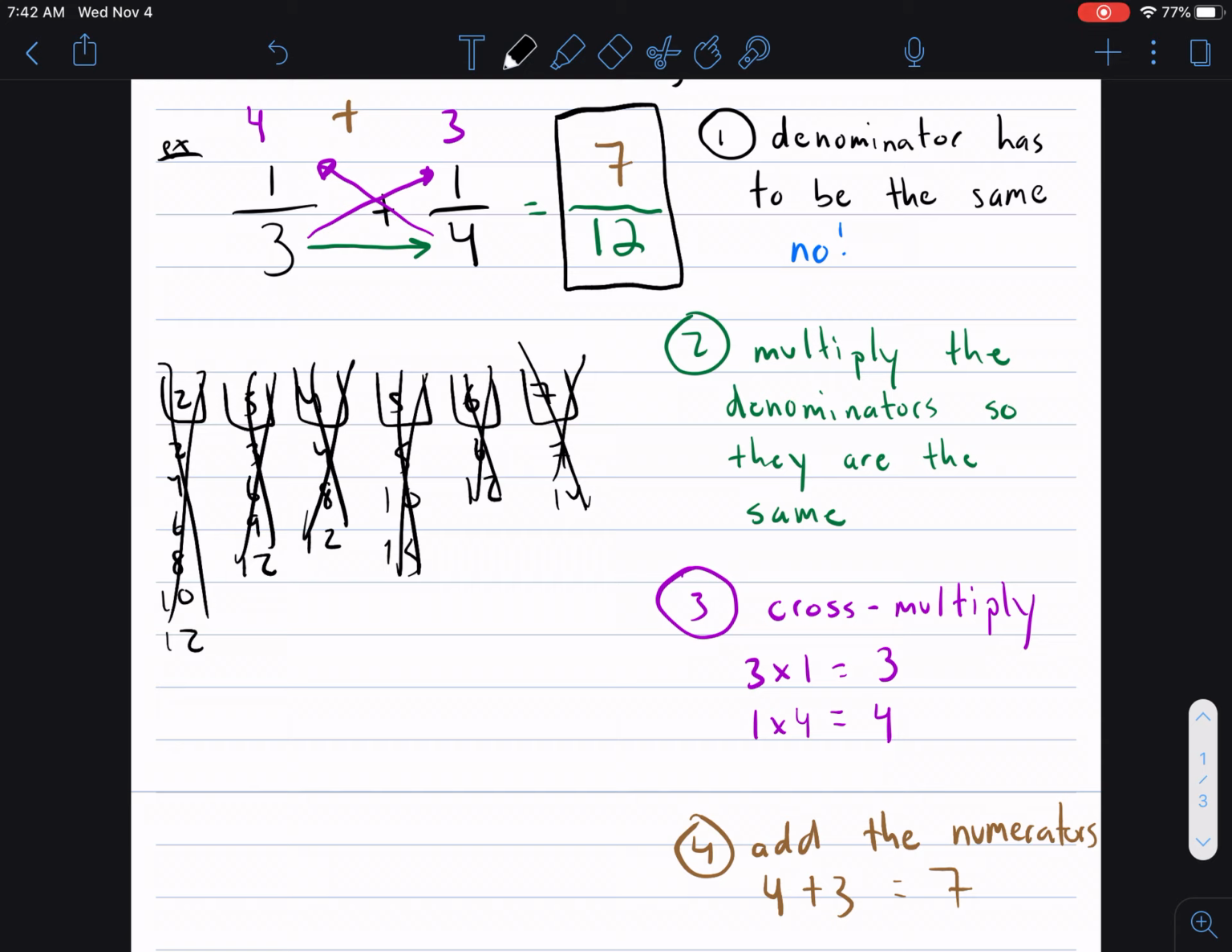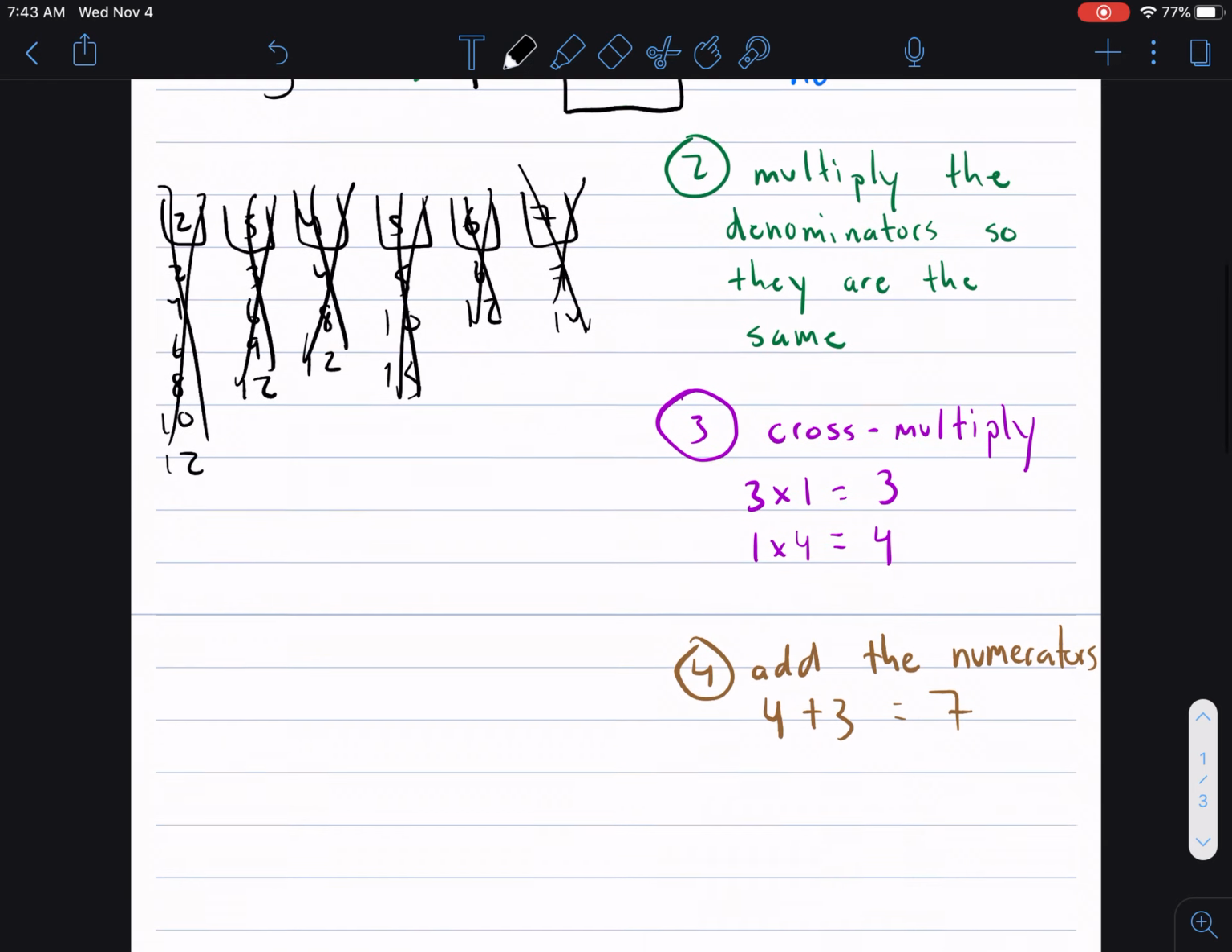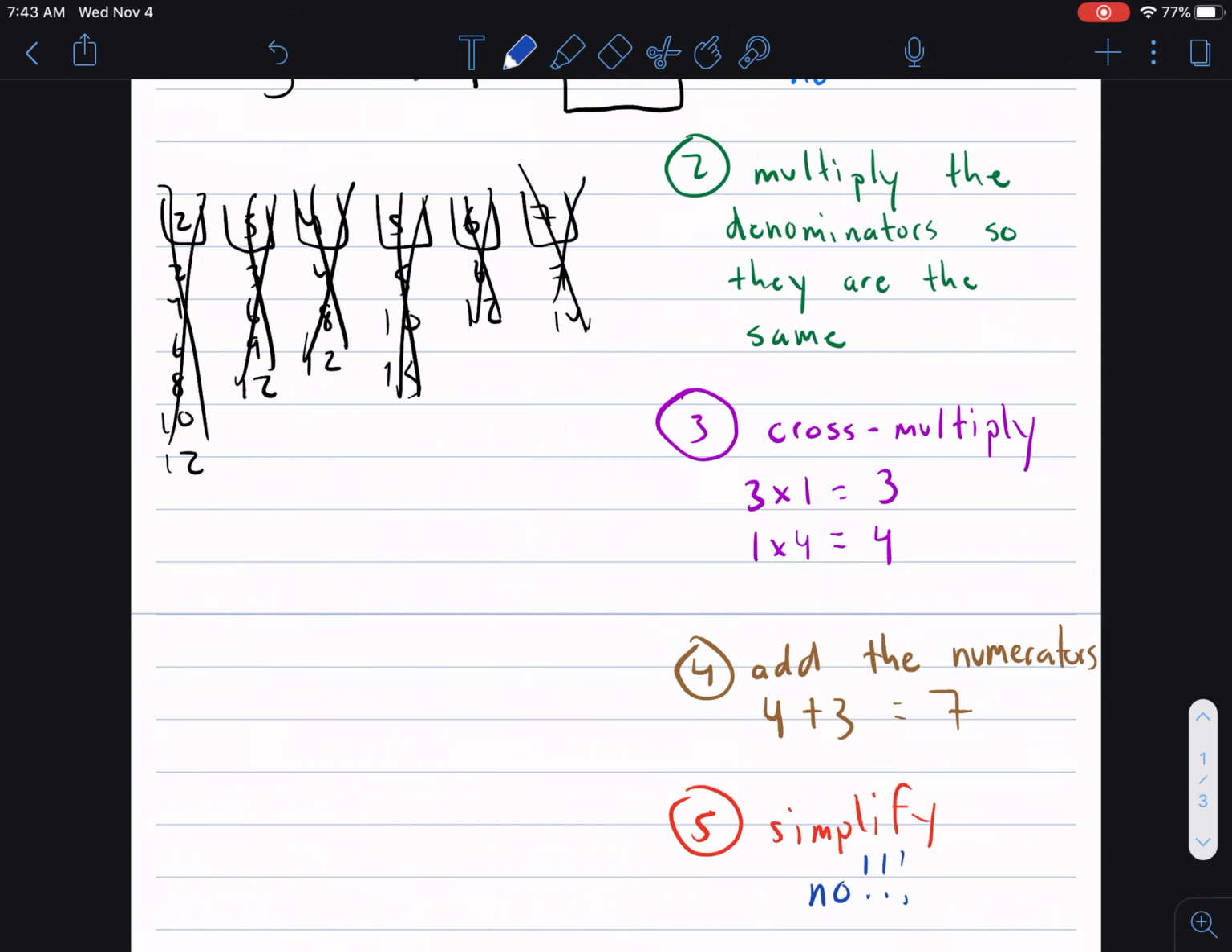Make sure the denominator is the same. Tienen que ver si el denominador, el de abajo, es igual. If it is not the same, multiply the bottom. Then you're going to cross multiply. Y luego van a sumar lo de arriba. Then you're going to add the numerators. And if you could simplify. Can I simplify here? No, no se puede simplificar.